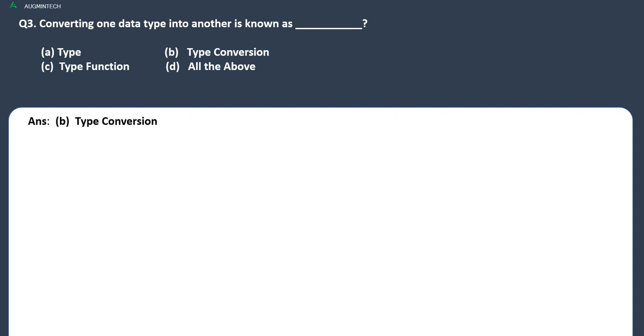So that was all about data types in Python. We have seen the different basic data types like integers, floating point values, strings, complex numbers, how to represent numbers in different formats like binary, hexadecimal, octal. We have seen Booleans and how to set the data type, how to get the data type, and converting one data type into another, also known as type conversion.